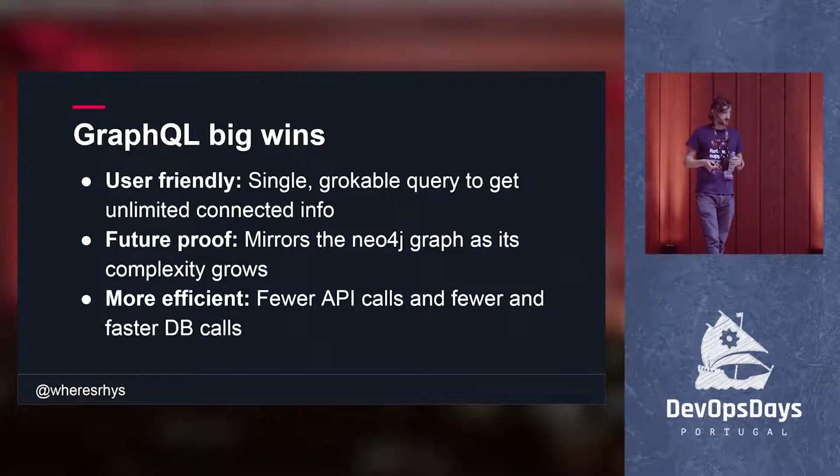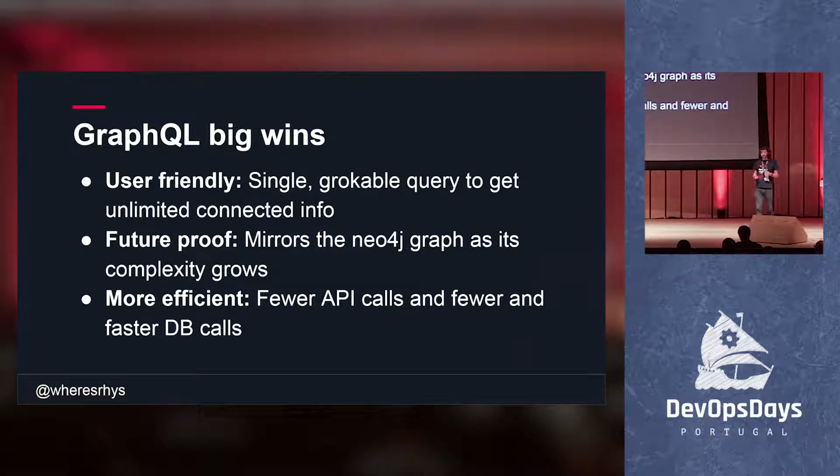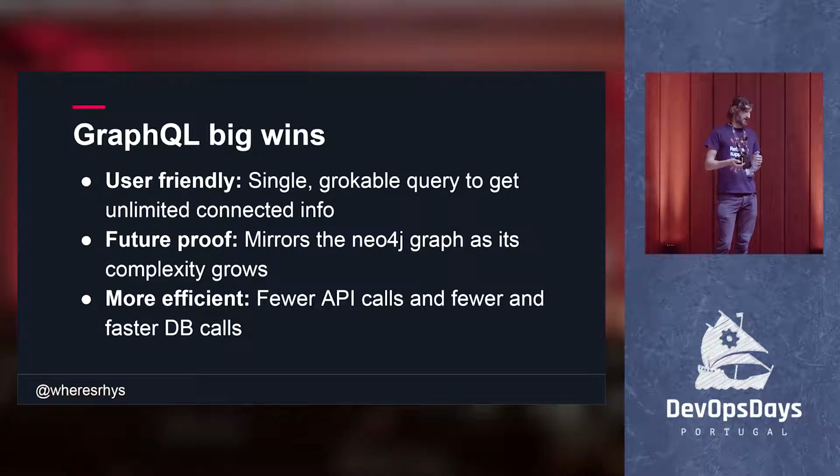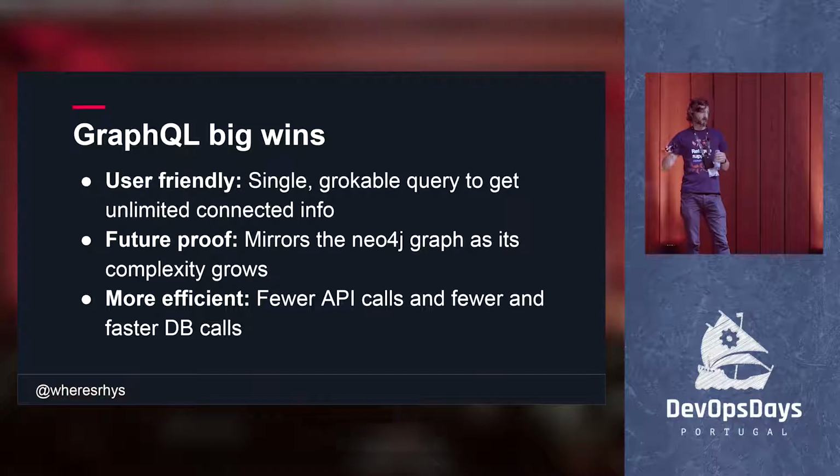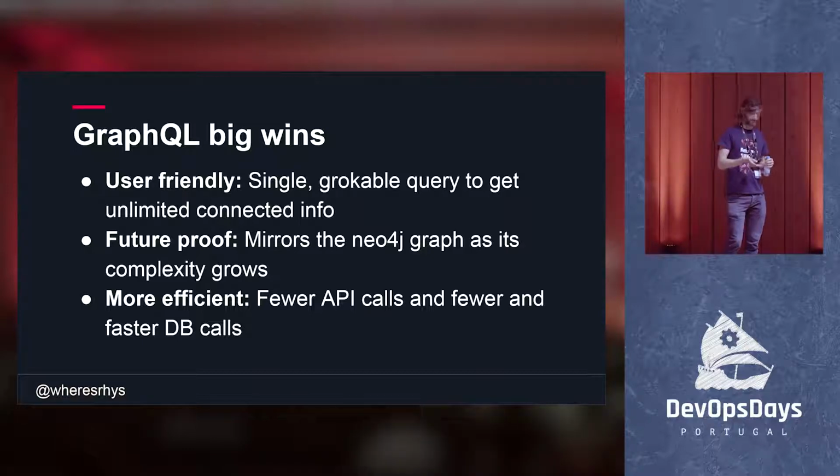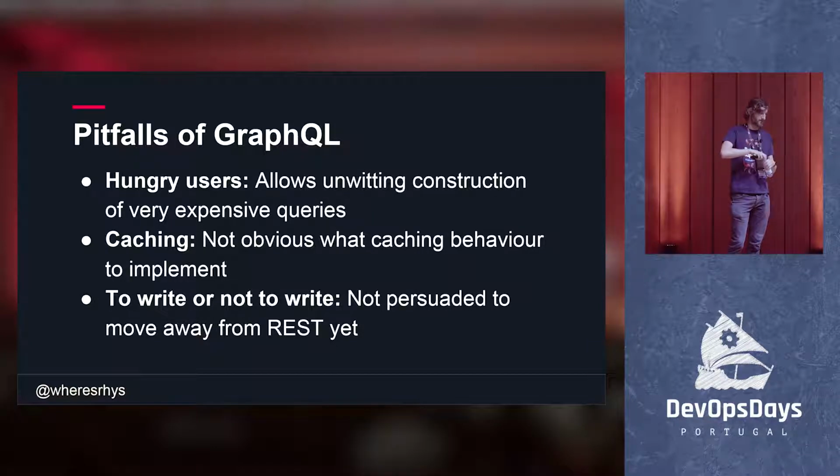So using GraphQL, there's a few big wins. As I just showed, it's quite user-friendly. It's future-proof, so as we add more and more interesting things to the data model, the API just grows with that. We don't need to put any extra thought in. And because we're avoiding the users having to traverse and make lots of API calls, we have a single API call and a single database query, which is very efficient. There are some downsides.